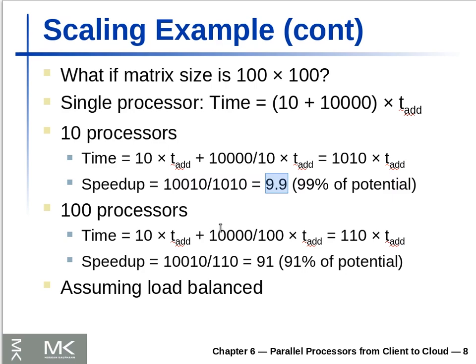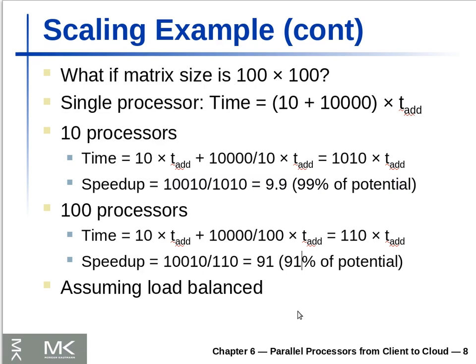Well, let's throw 100 at it. Crunch the numbers again. It's 90, speed up 91. That's actually still pretty good. I'd be really happy with that as well. Usually anytime I'm above 80% with the parallel, I'm pretty happy. But notice that it is starting to go down. It went from 99% to 91%. As I add more processors, this number is going to start decreasing.